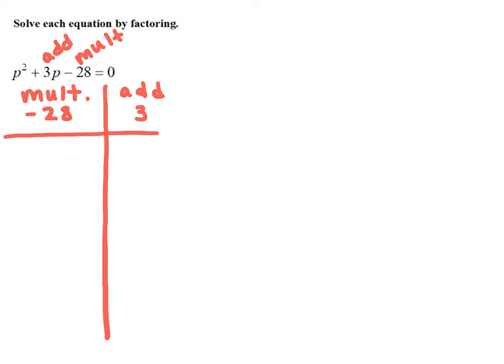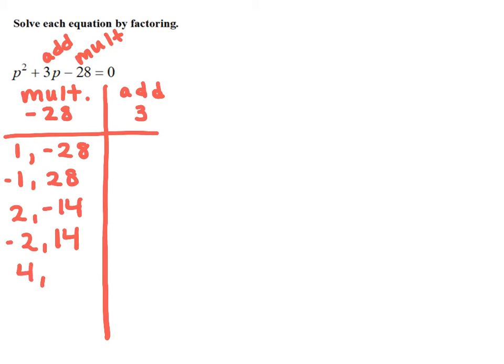So if I do 28 divided by 1, I would have 1. So I could have either 1 and negative 28 or negative 1 and positive 28. If I do 28 divided by 2, I would get 2 and negative 14 or negative 2 and positive 14. 28 doesn't divide by 3. If I do 28 divided by 4, I would have 7, so I could have 4 and negative 7 or negative 4 and positive 7. 28 doesn't divide by 5 and doesn't divide by 6. So these are all of our possibilities.